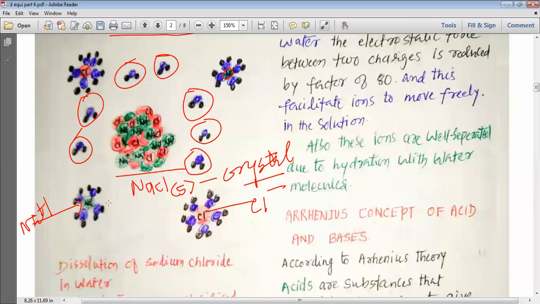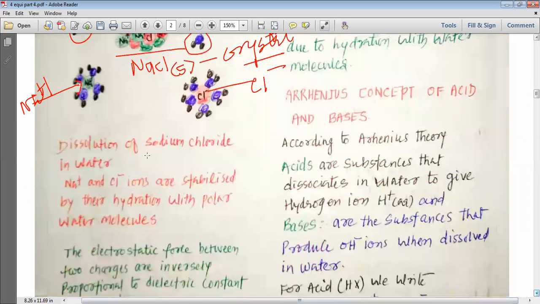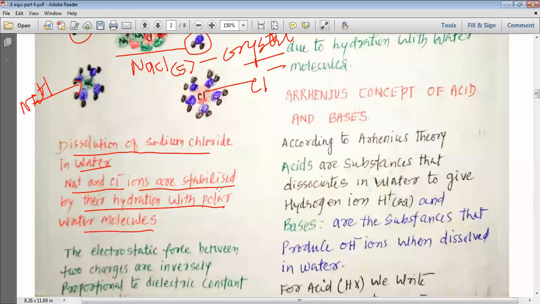So these Na+ and Cl- ions are dissociated, they are brought apart by the water molecules, and you can see that the water molecules have surrounded the Na+ and Cl-. Here Na+ is surrounded by water molecules, and Cl- is surrounded by water molecules. So my dear students, this is the dissolution of sodium chloride in water. Na+ and Cl- are stabilized by their hydration with the polar water molecules.